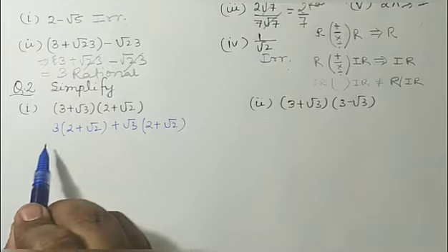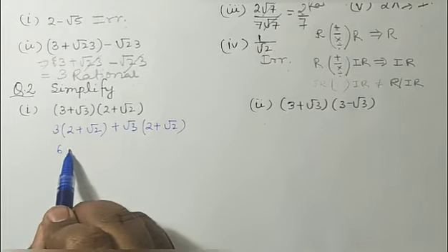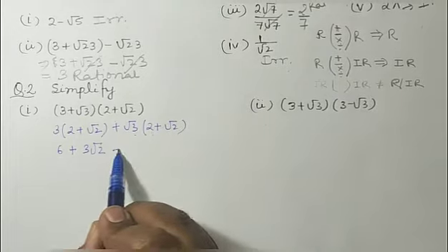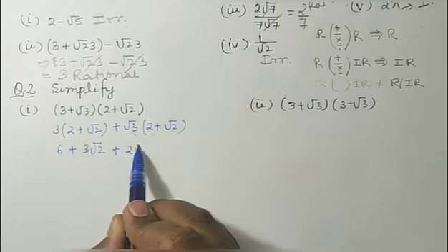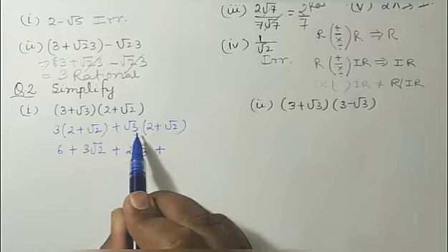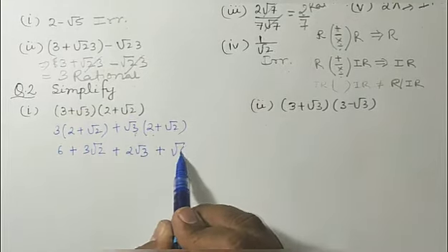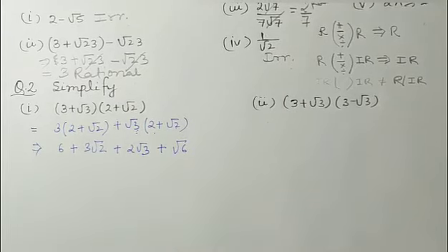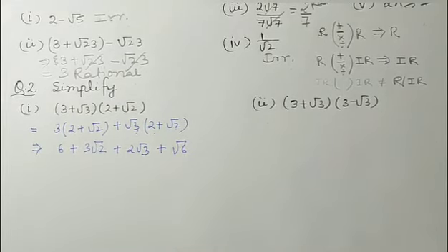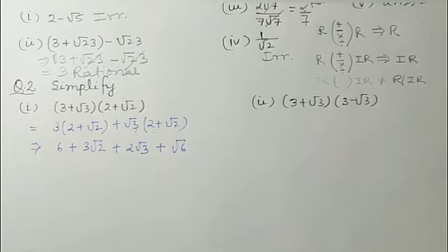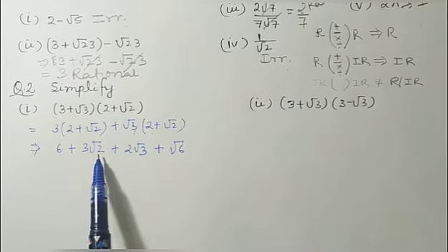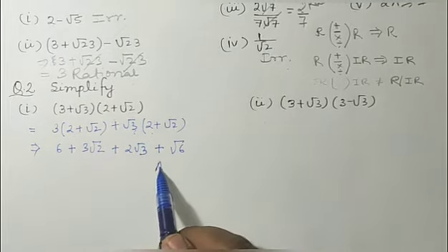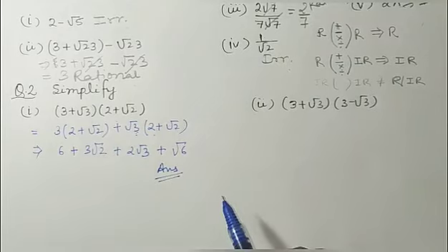So when we open the bracket, it will be 6 plus 3 under root 2, and here we will get under root 3 into 2, 2 under root 3, plus root 3 into root 2, it will be root 6. See students, I have told you that only like terms will be added or subtracted. So here no terms are like terms. Here it is under root 2, here under root 3, and here under root 6. So it will be your answer because further it will not be calculated.